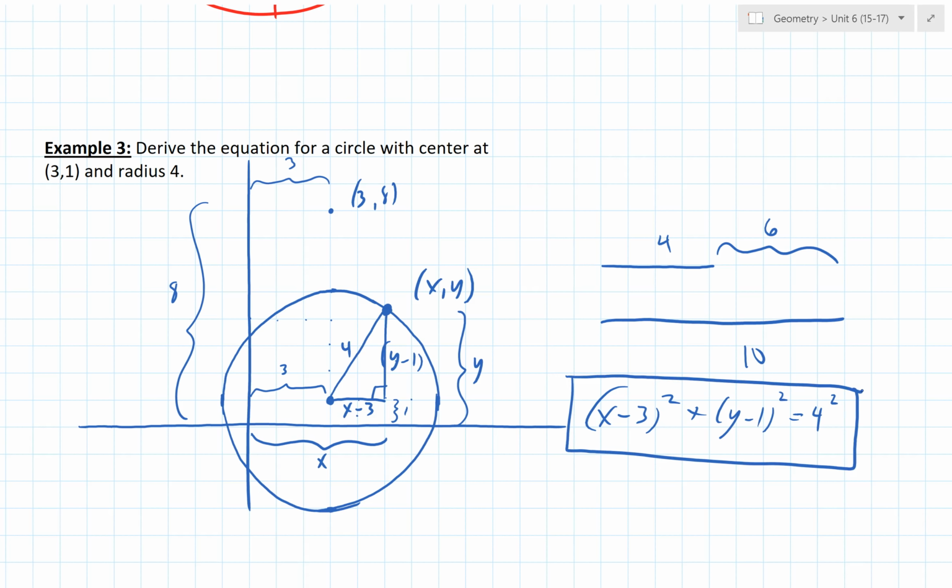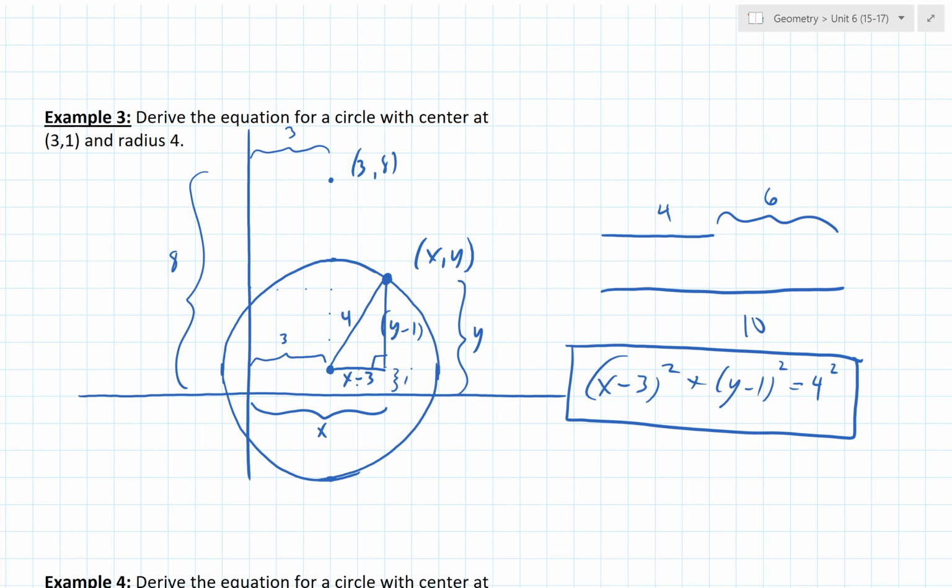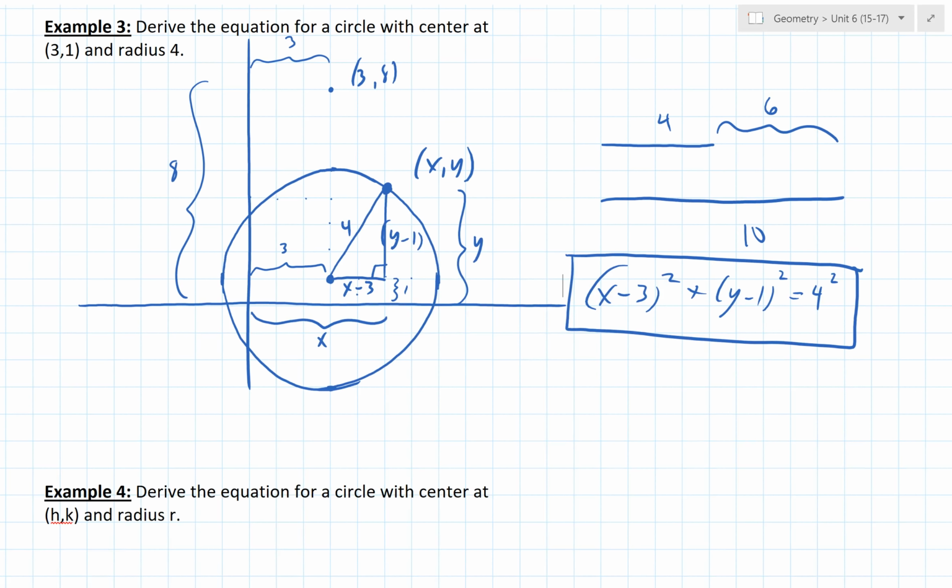That equation represents every possible point that we could put on that circle. So we could plug in any x value and find the corresponding y value, or we could plug in any y value and find the corresponding x value, as long as it is a point that's on the circle. Okay, so that's the equation there.